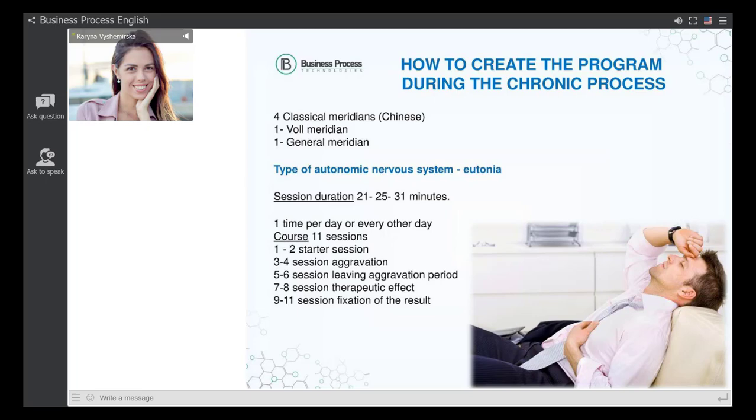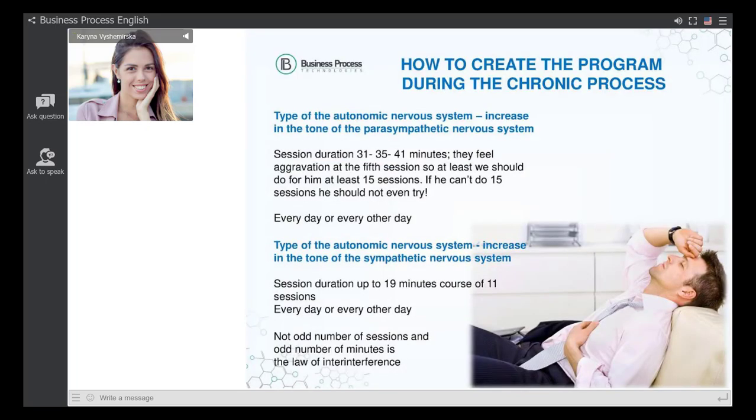Okay, the first type, eutonia. The second type of nervous system: increased tone of the parasympathetic nervous system. Session duration should be 31, 35, or 41 minutes. You should remember that our maximum duration at the moment is 20 minutes, so you can make it last as it says here, turning on 19 minutes and then adding the remaining amount to reach 31, 35, or 41.